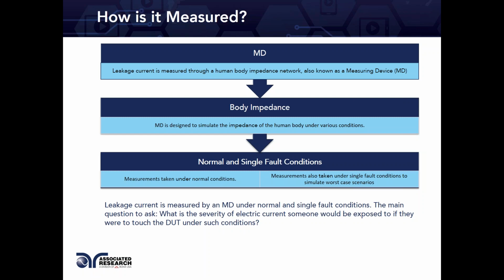The main question to ask here is, what is the severity of electric current someone would be exposed to if they were to touch the DUT under such conditions? In simple words, by performing a leakage current test, we're making sure that when the device is powered on and plugged into the wall outlet or its power source, and somebody comes in contact with the device at various points, whether it's the ground conductor, the chassis or the enclosure of the device, we know the worst case scenario and the highest current that can flow through that human being.